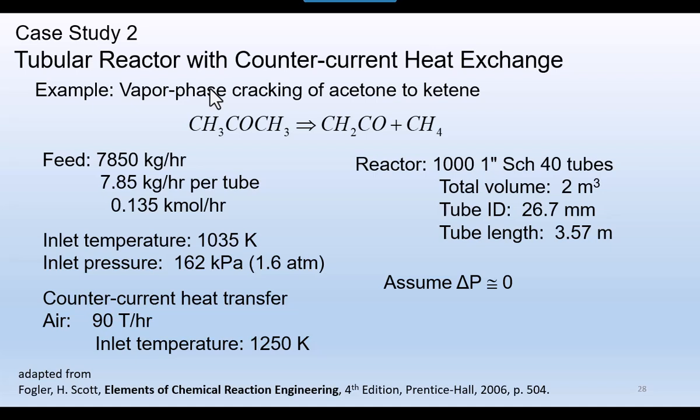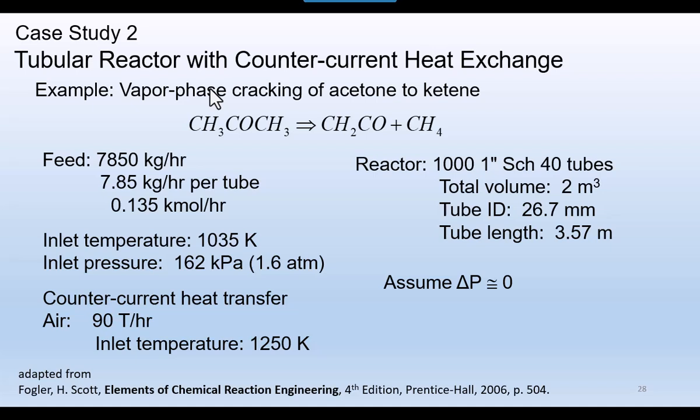It's a fairly simple reaction of cracking acetone to ketene with a byproduct of methane. There are, for this example, some operating conditions given in terms of a feed with various units. Also, specifications of the type of reactor used. This is a tubular reactor with many small tubes. The reason for that is that the reaction requires heat exchange to counter the endothermic nature of the reaction, which otherwise would just shut the reaction down by cooling it.